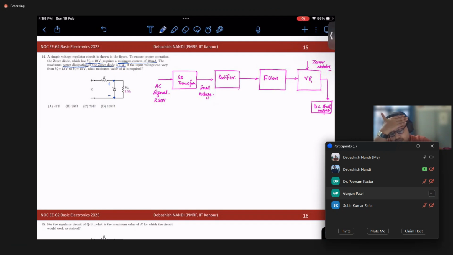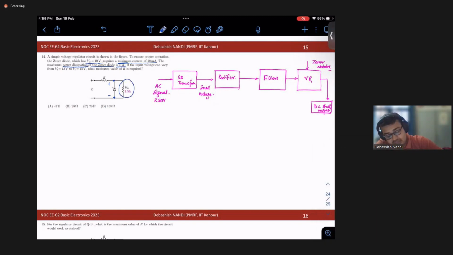I think this is more important than solving the problem. The significance of this circuit is, you see, this RL is nothing but a load, right? It can be any load. What do we mean by load? Means any circuit. Suppose you have a very complicated circuit.